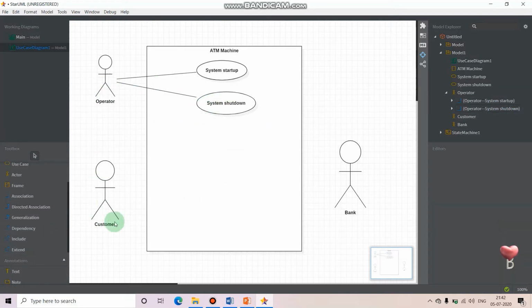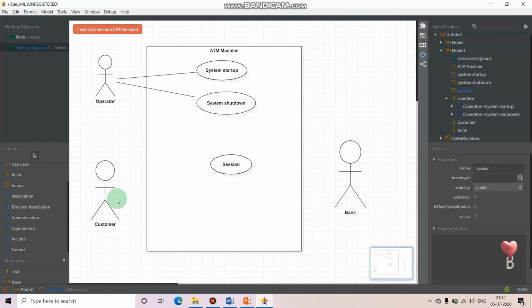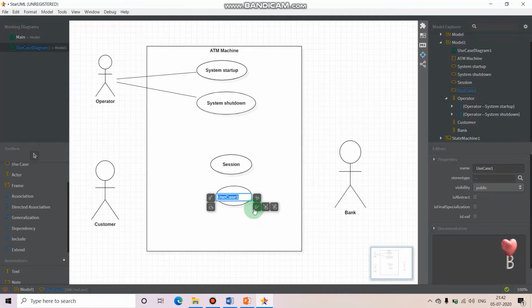So what will the customer do? He will perform various transactions. So you can say he will first start up the session in which he may be asked for a password, etc. So I can write here session, and in that session we include, just a second, I have to first select this use case in which I'll write transactions.